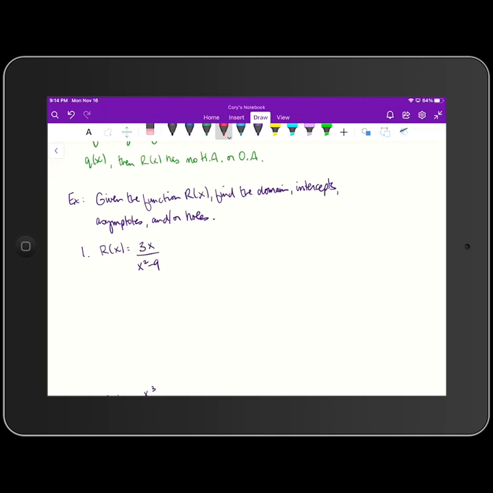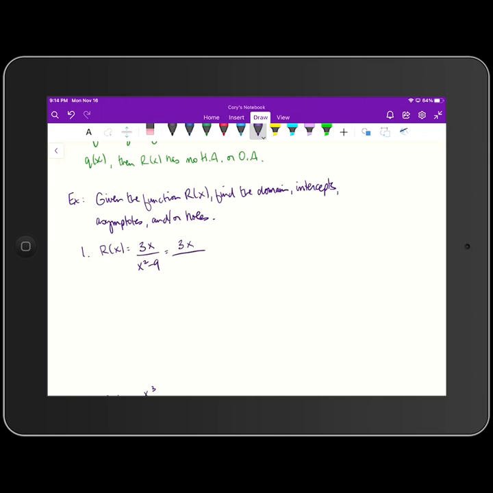Okay, so looking at number 1, the function r(x) is 3x divided by x squared minus 9. The first thing we want to see with this function is whether the rational function is in lowest terms. To determine that, we want to factor both the numerator and denominator and see if there are any like factors that we can eliminate.